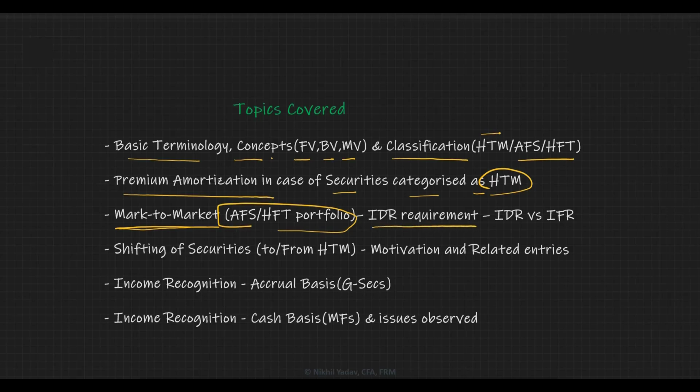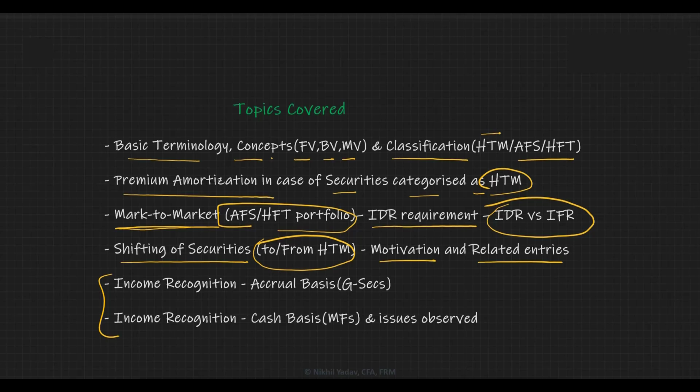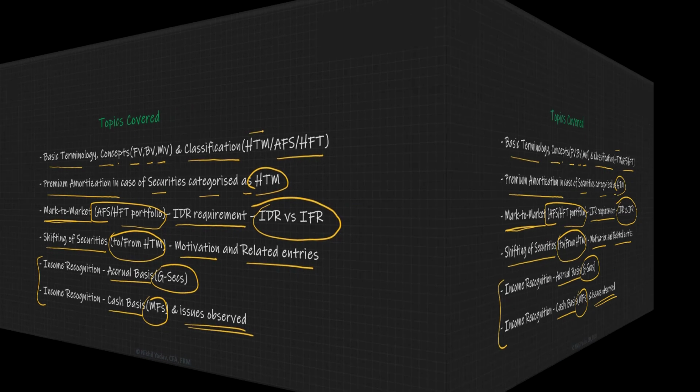We'll look at the IDR requirement calculation, then the often confused IDR versus IFR will be covered. Next, we'll take a look at the shifting of securities, and primarily we'll look at shifting of securities to and from HTM, the motivation behind and the related entry. And lastly, we'll cover income recognition. First on accrual basis, which is typical for the government securities, then on cash basis, which we see in case of mutual funds, and the issues that are commonly observed there.